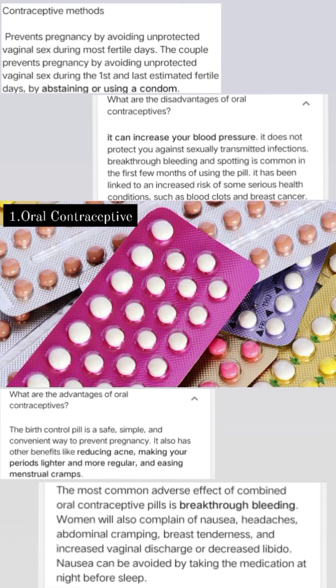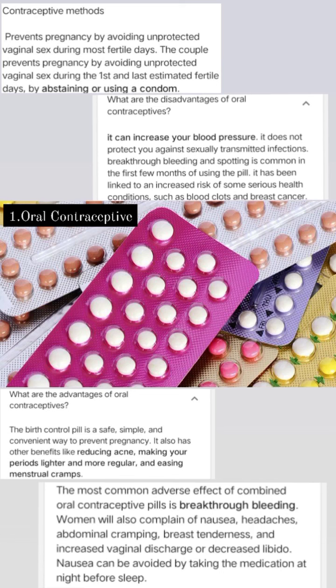intrauterine device. 7. Chemical barriers. Number 8. Diaphragm. Number 9. Cervical cap. 10. Male condoms. 11. Female condoms. And the 12th and last is surgical contraceptive methods.